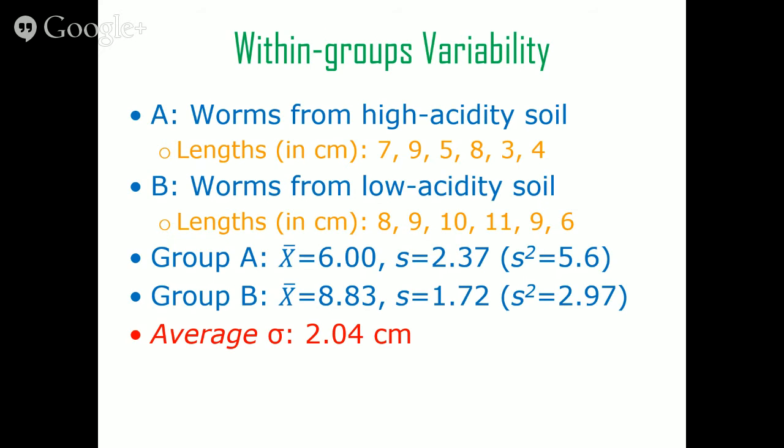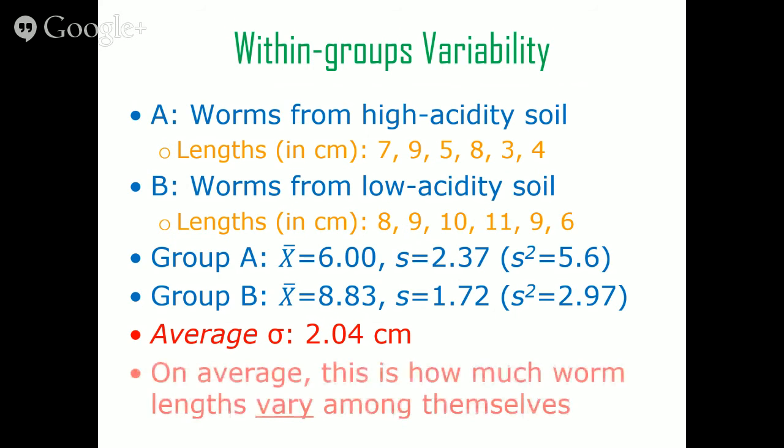You do it a little bit more complicatedly, but ultimately it's the same concept. You're just averaging variability. So on average, this is how much worm lengths vary among themselves. And the worm lengths are just regular observations, nothing fancy. The reason to keep that in mind is because of a few slides in the future.